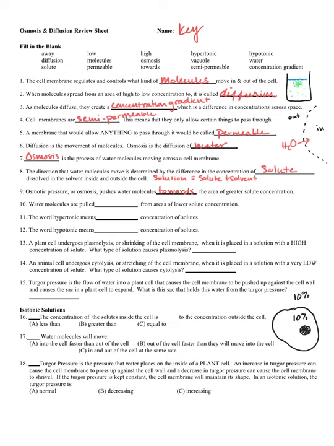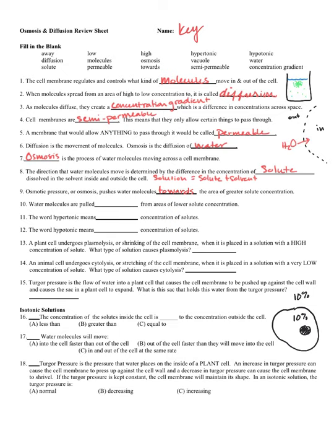We have two more questions about isotonic solutions on this page, and then we'll move on to hypotonic and hypertonic solutions. Number 19. In animal cells, the cell membrane will be normal, and that is because water is moving in an isotonic solution at the same rate both in and out of the cell, and so the cell membrane will not change shape or size.